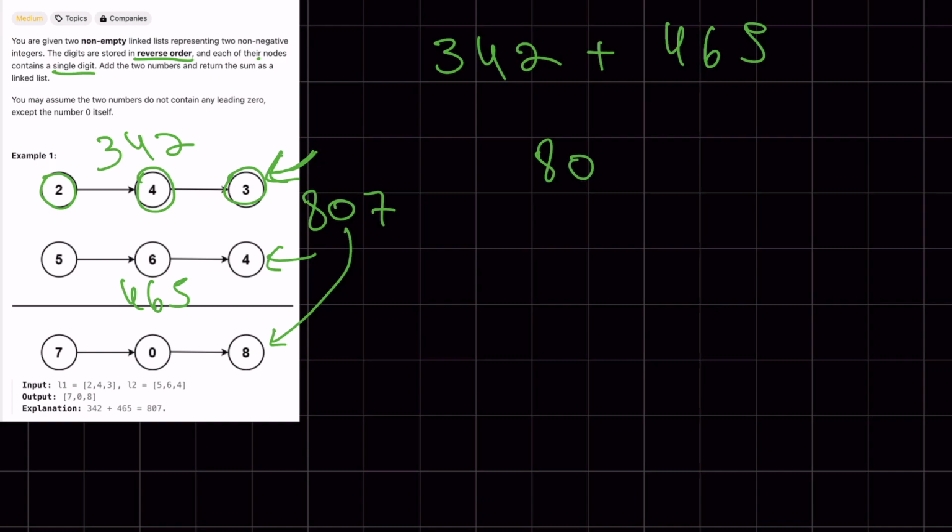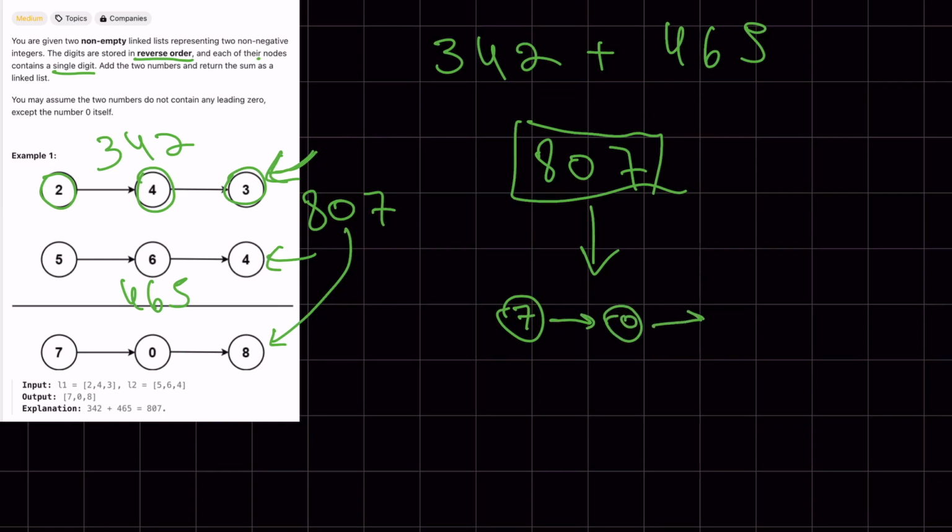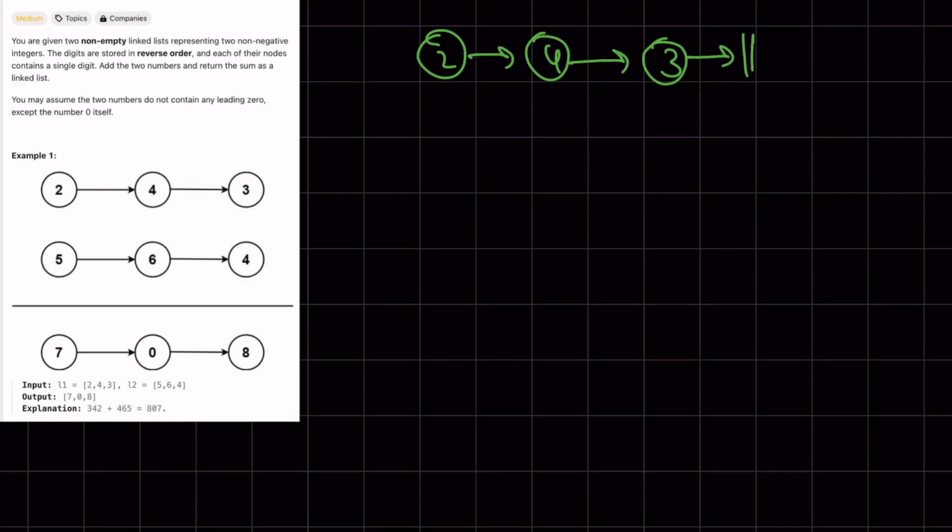Now, after writing this function, we are going to take the sum of the two numbers. We're going to get the result. And we are going to write one more function that takes a number, an integer as an input, and returns the list where the digits are stored in a reverse order. If we manage to do that, then we solve the problem.